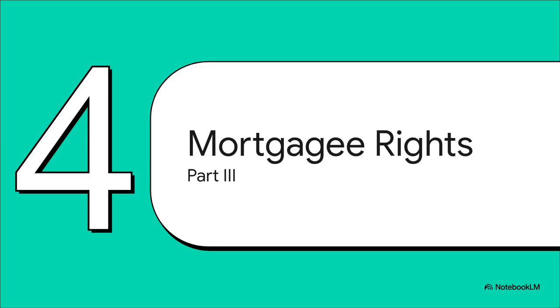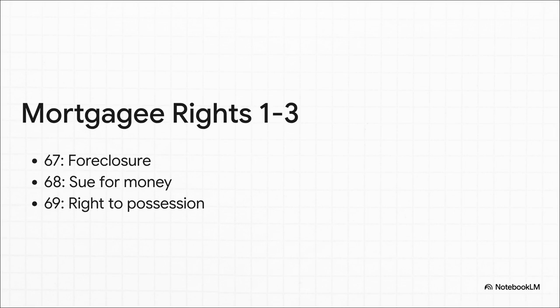Moving smoothly on to Part 3, Rights of Mortgagee. Let's look at the lender's perspective. Point 1. Right to foreclosure or sale, Section 67. They can approach the court for foreclosure or sale. Point 2. Right to sue for mortgage money, Section 68. This applies in certain cases. Point 3. Right to possession, Section 69, and use of fructuary cases. This entirely depends on the type of mortgage.